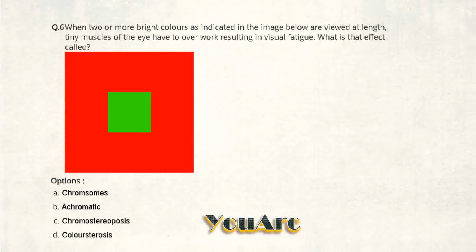Let's see a few questions that appeared in NATA 2020 first attempt, and let's discuss them in detail. The first question on color theory was: when two or more bright colors, as indicated in the image given below, are viewed at length, the tiny muscles of the eyes are overworked, resulting in visual fatigue. What is this effect called? Okay, so here we have two or more bright colors. There is some contrast, so the effect resulting in visual fatigue is simultaneous contrast. Simultaneous contrast is also known as homostereopsis. So the answer is C.